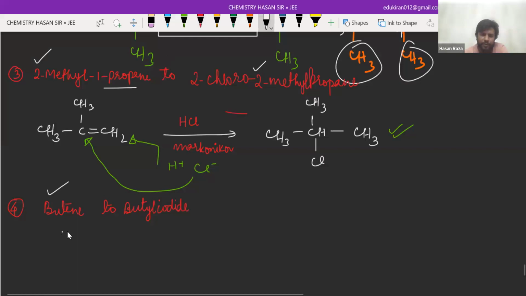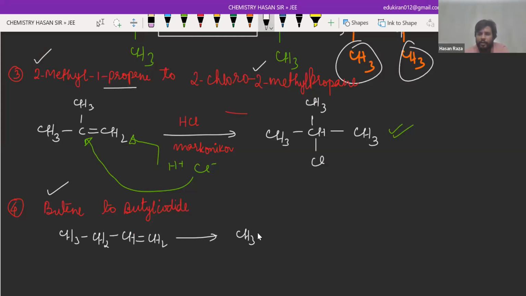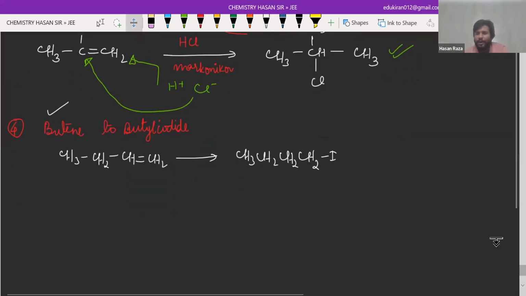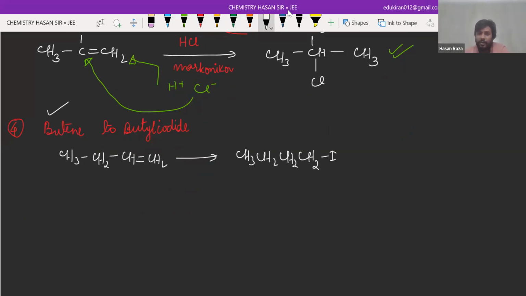Butane, first write the structure. CH3, CH2, CH double bond, CH2. You can keep the double bond between this as well. That is also this. And you want to prepare butyl iodide, that means CH3, CH2, CH2, CH2 iodine. So how can I prepare it? Whenever alkyl iodide is there, there is a name reaction, Finkelstein reaction.